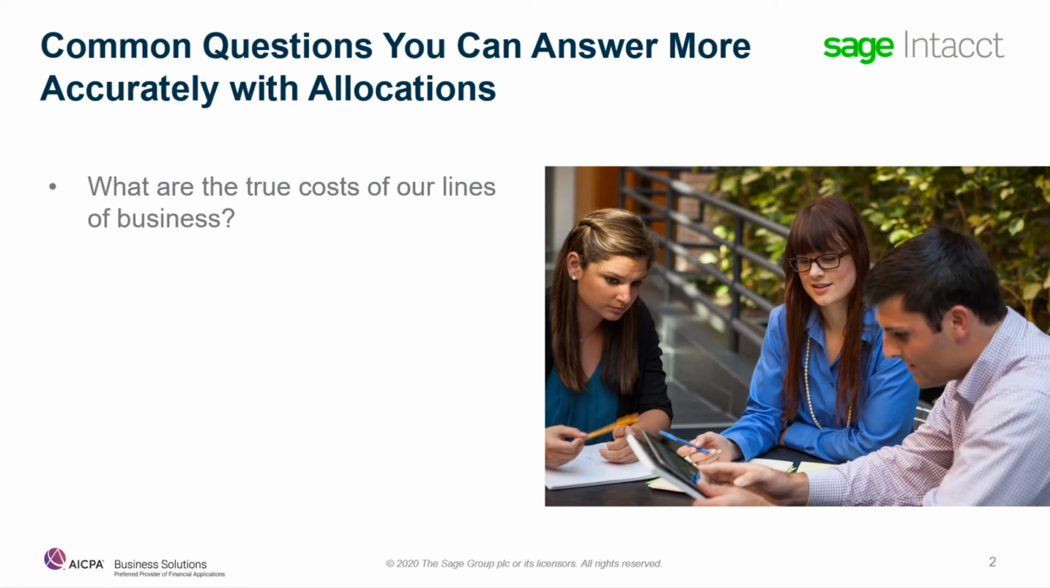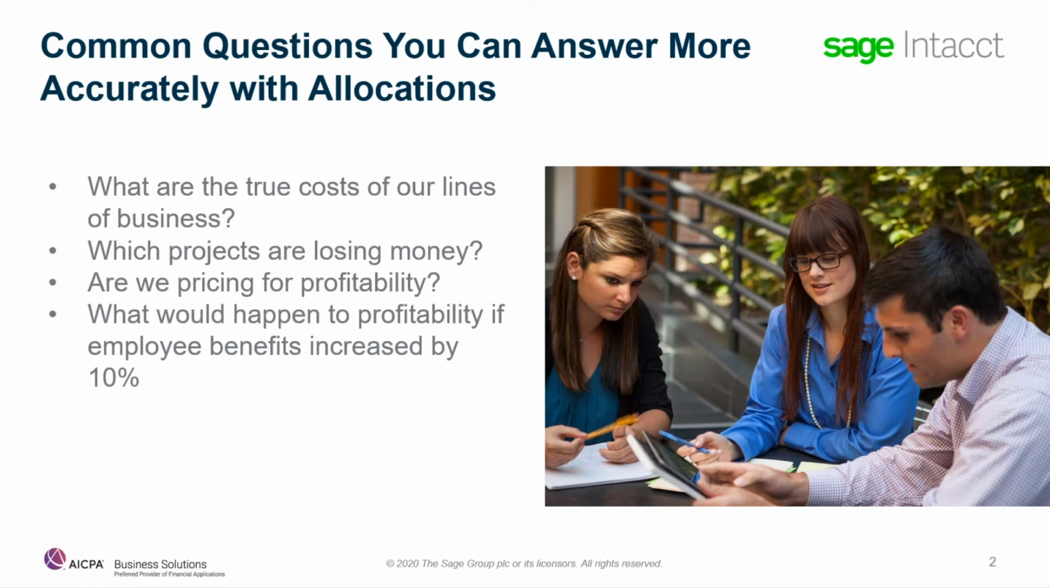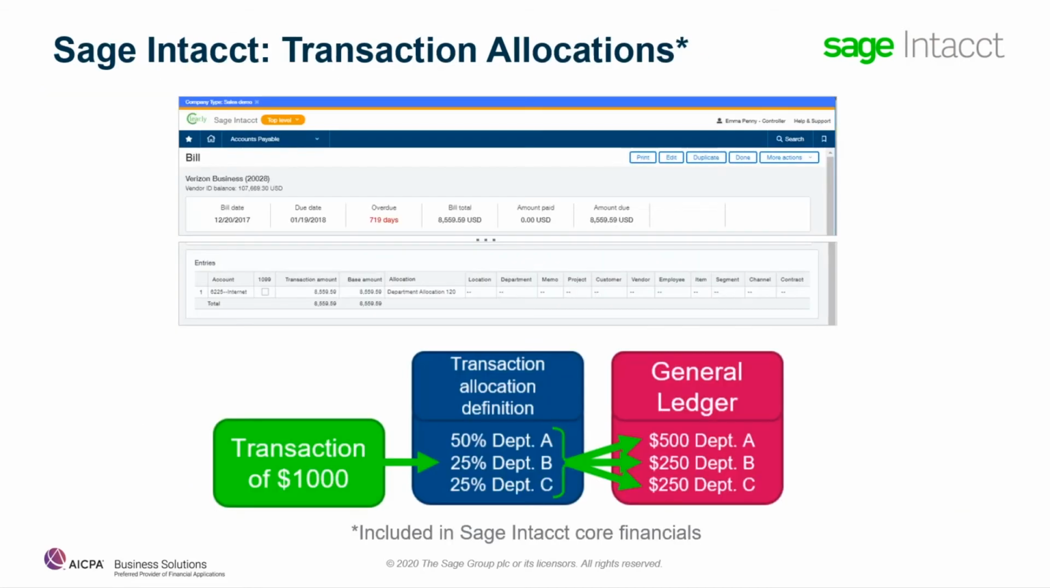What are the true costs of our lines of business? Which projects are losing money? Are we pricing for profitability accurately? What would happen to profitability if employee benefits increased by, say, 10%? Should we hire in Department B if we plan to grow by around 30%? What is the full cost of a new employee? Now, I'm sure if given the time, you would easily be able to come up with your own benefits from having fully loaded costs reflected by programs, departments, etc. And again, this also applies to revenue distributions.